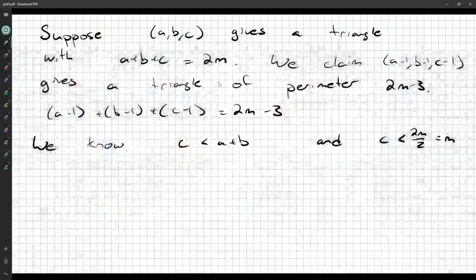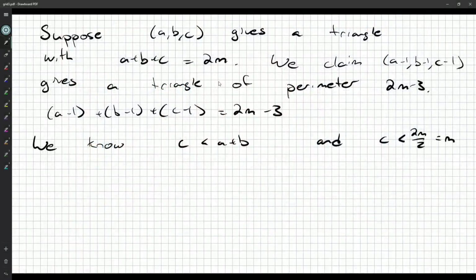So c is less than m. I can guarantee that. So c minus 1 is less than m minus 1. But I don't know if that's small enough for this.